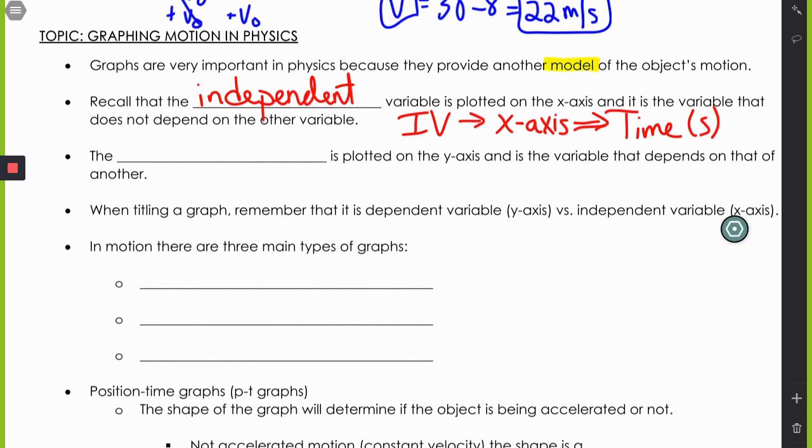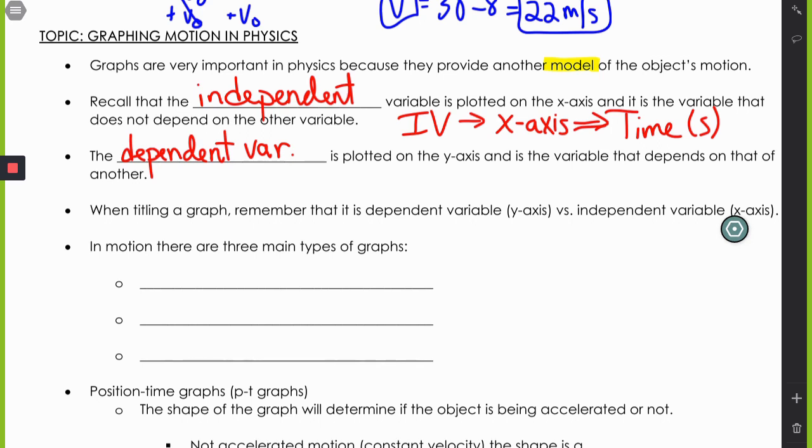Now, the other variable, and if you remember this from your science classes, especially if you did any kind of graphing in them, we have what is called the dependent variable. This is the one that's plotted on the y-axis, and it's the variable that depends on the other one. So once we start our stopwatch, the position is reacting to changes in that time. The speed is reacting to changes in time. The acceleration is changing depending on the time.